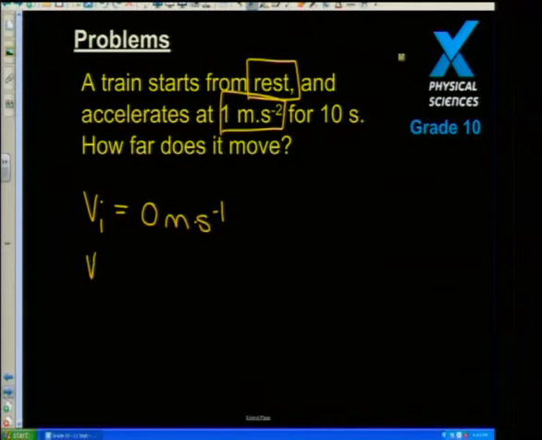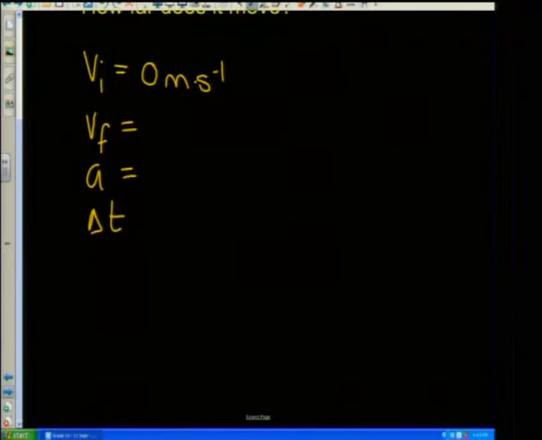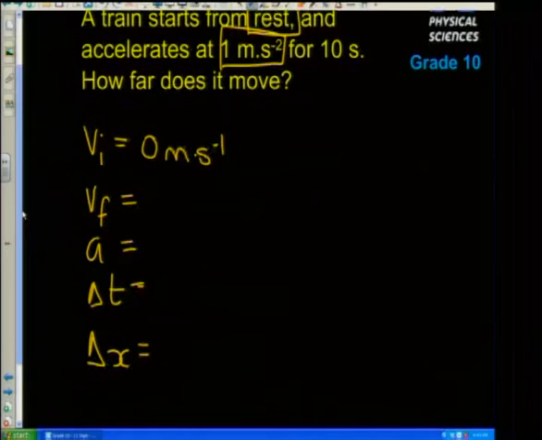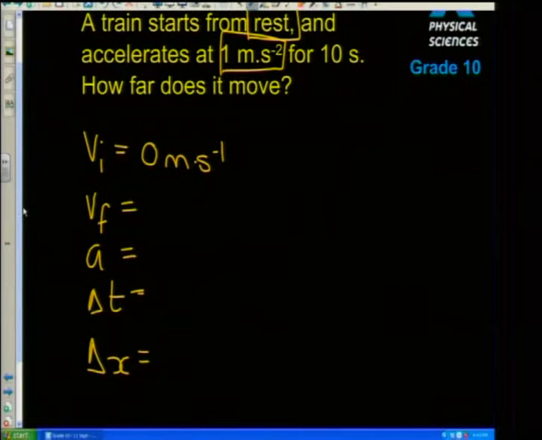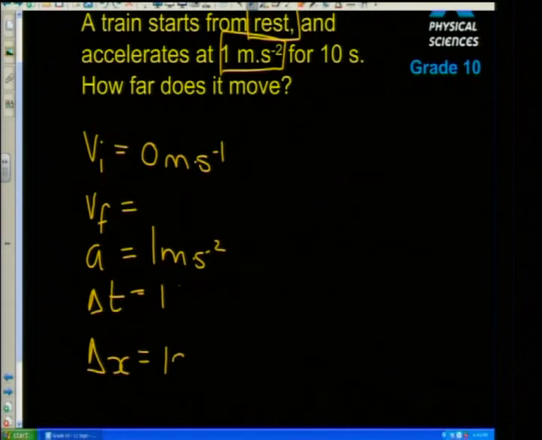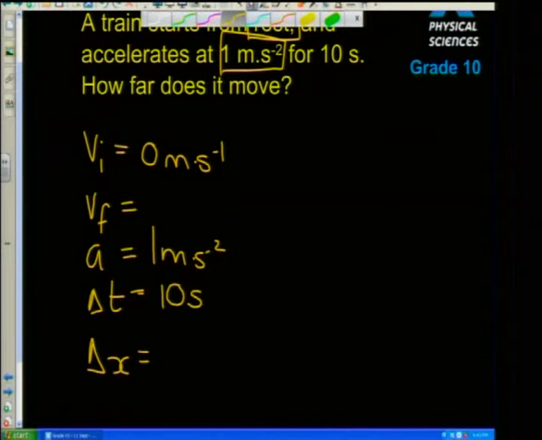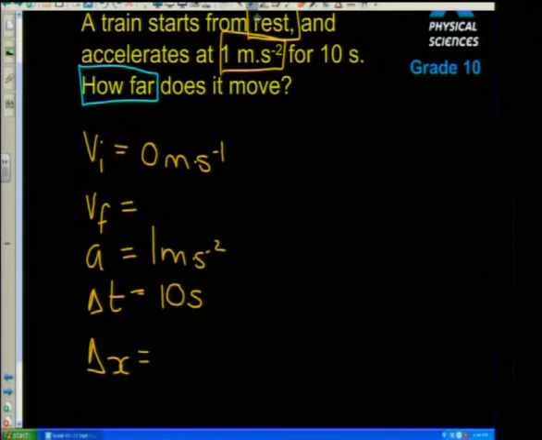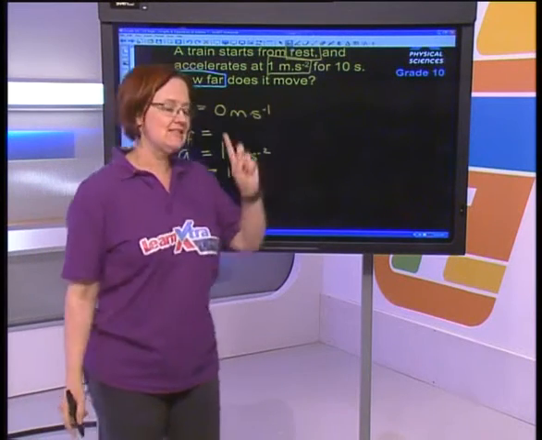So VI, VF, A, delta T, delta X. I may or may not fill these bits of information in, but this helps me decide what I need to do. So they say to me it accelerates at 1 meter per second squared for 10 seconds. Ooh, 10 seconds, that was time, not displacement. And then they say to me, the question is how far, so displacement.